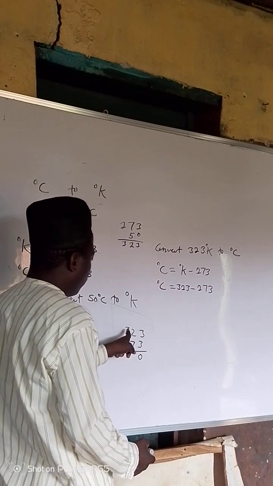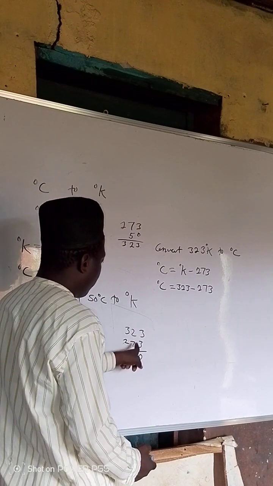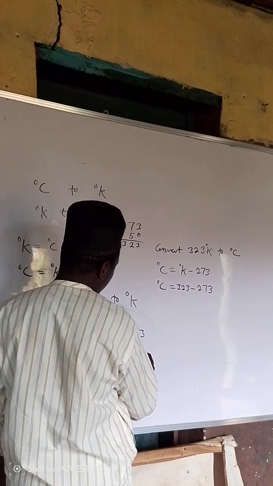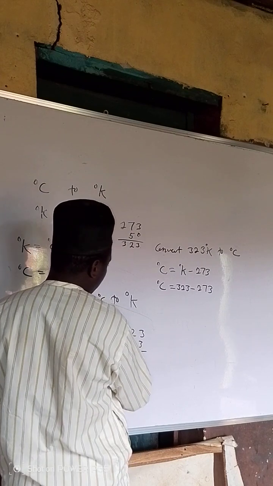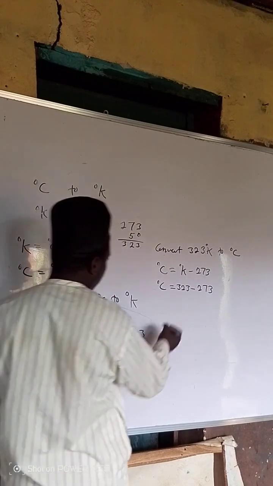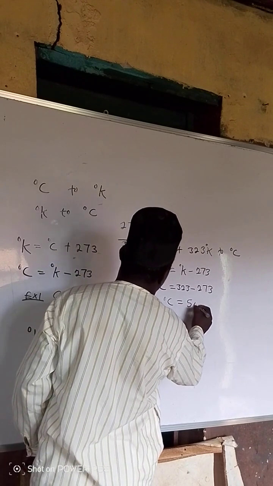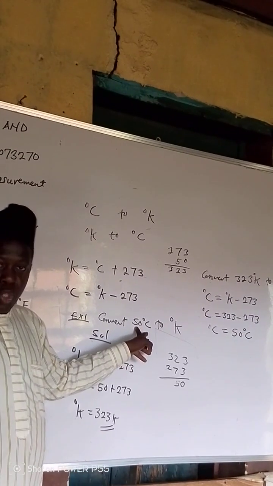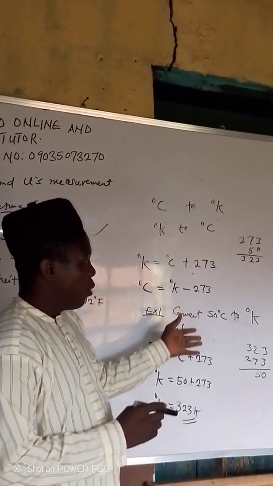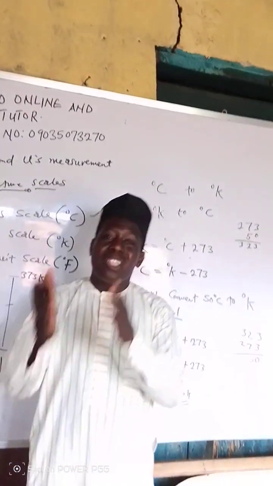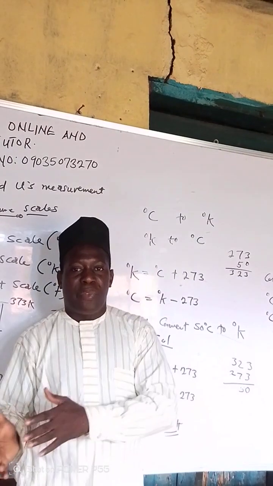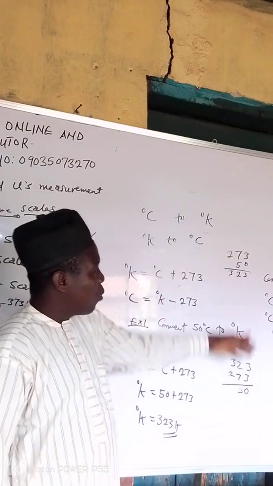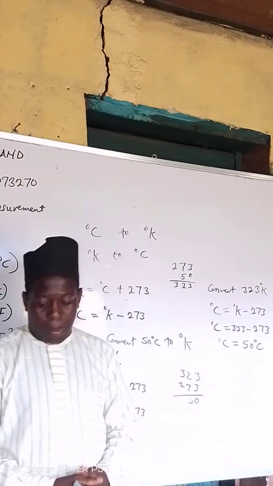323 minus 273. 3 minus 3 gives 0. 7 minus 2 is possible. If you borrow 1 from here to here, it makes 12. 12 minus 7 gives us 5. Then 2 minus 2 is 0. Then degree Celsius now is equal to 50 degrees Celsius. At least we see that we get back our question. It means that is how we are going to convert from degree Celsius to degree Kelvin, and from degree Kelvin to degree Celsius. If you see a question based on this, you can solve it by yourself.